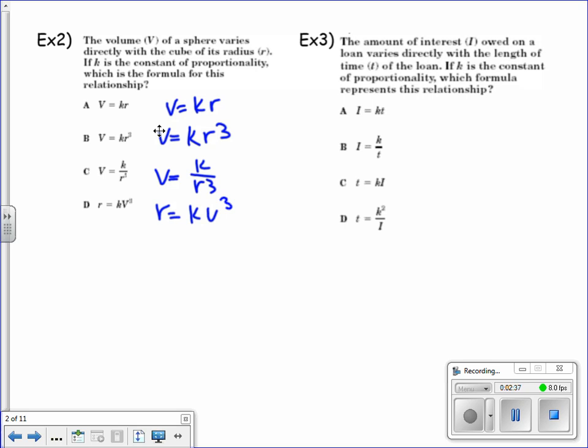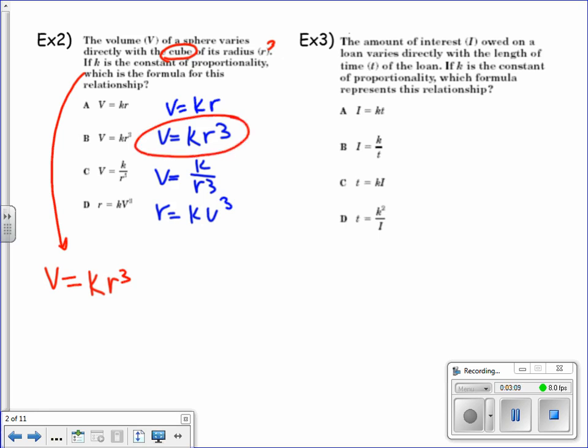It says the volume of a sphere varies directly. So when I do these problems, I always start writing my answer. This tells me the volume varies directly, so I write v equals, always put the k. It varies directly with the cube of the radius. So cube right here means we're doing the third power of something. The cube of the radius means I need r to the third after my k. And there I go, I got my answer: k r to the third.